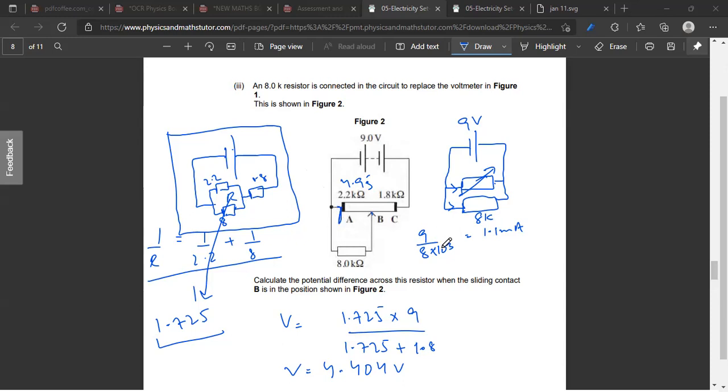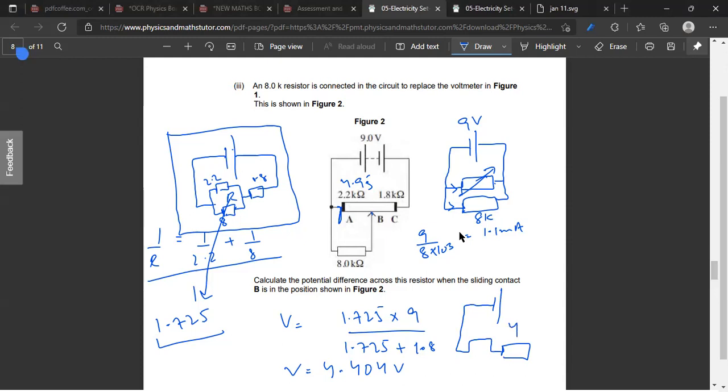4 8 over, so 9 over 4.95. Oh no, wouldn't it be 9 over 8 times 10 to the power of 3 plus 4.95? No, no. Actually, the thing is that it will be something like this.